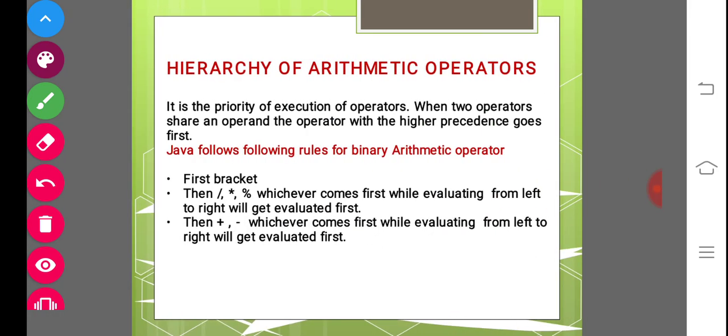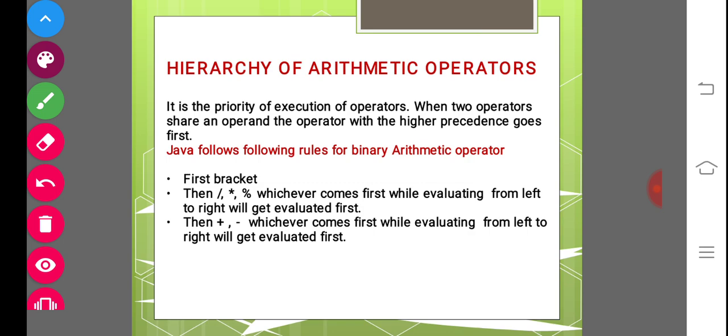Now, again, this is an important concept: hierarchy of arithmetic operators. The definition says that it is the priority of execution of operators, or in what order the operators will execute. This is known as hierarchy. So when two operators share an operand, the operator with the higher precedence or the higher priority goes first.